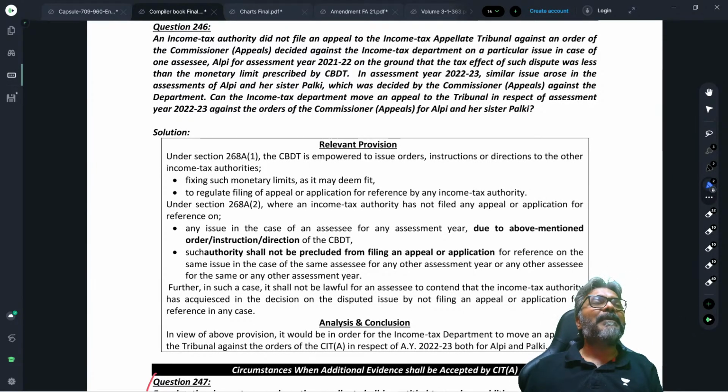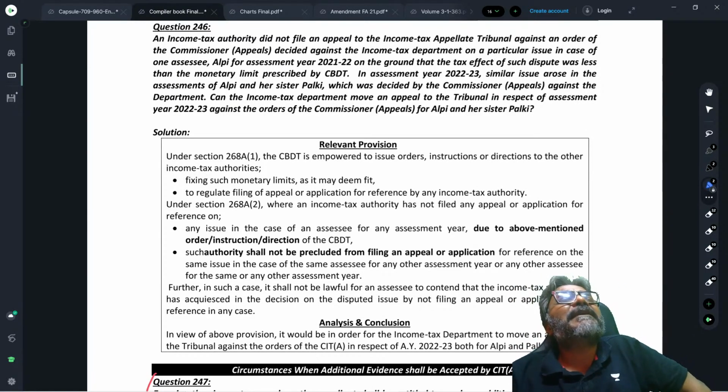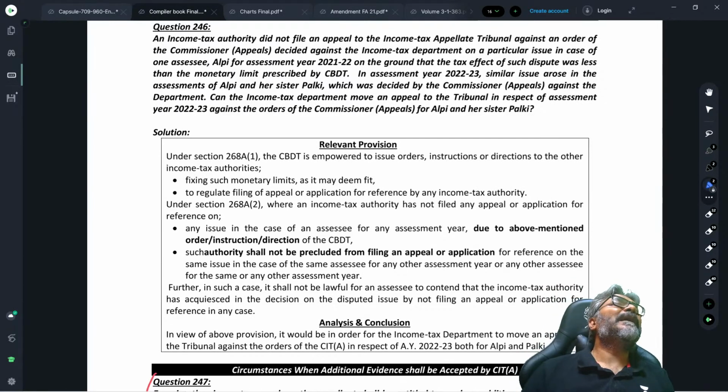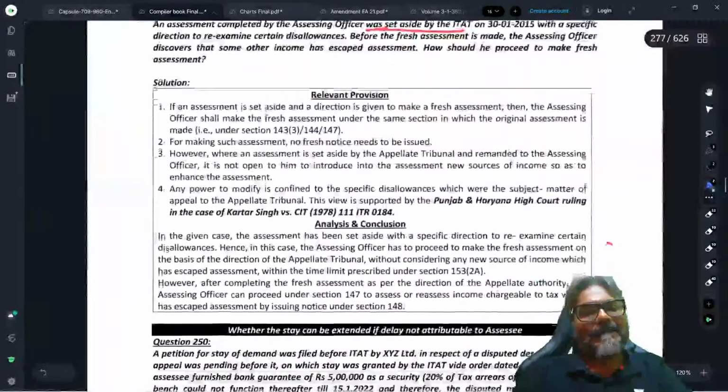It does not imply this. Why doesn't it imply this? Because the department has not accepted the defeat. The department wanted to agitate, but the fact that the monetary threshold was not significant enough for them to file an appeal does not imply that they have accepted their defeat. Is that clear to all of you, students? And that exactly is the point.